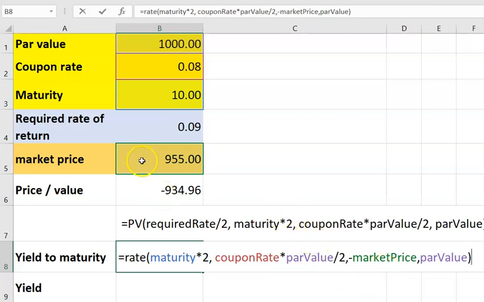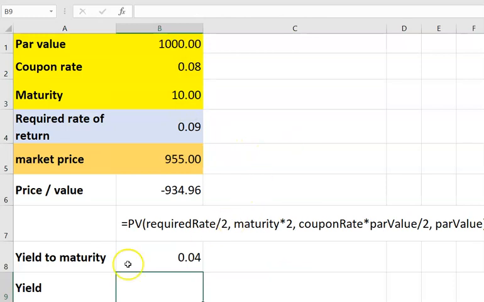Market price. This is what I'd have to pay for it. This is what I'm trying to determine. What kind of rate of return am I getting for $955? I'm putting that in as a negative number because I'm paying it. And then the par value is a positive number because I get that. And so if I pay $955 and I get this bond, I'm making 4% return.